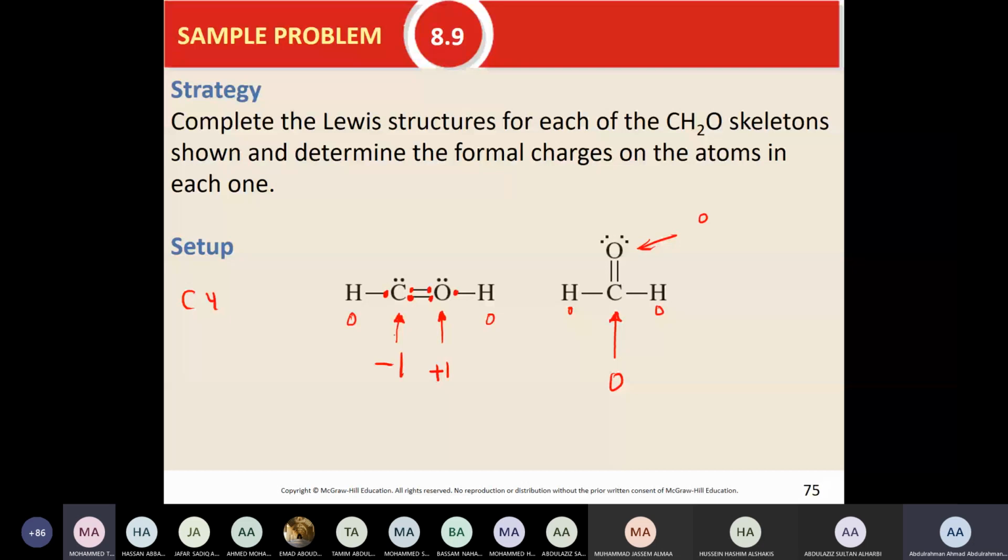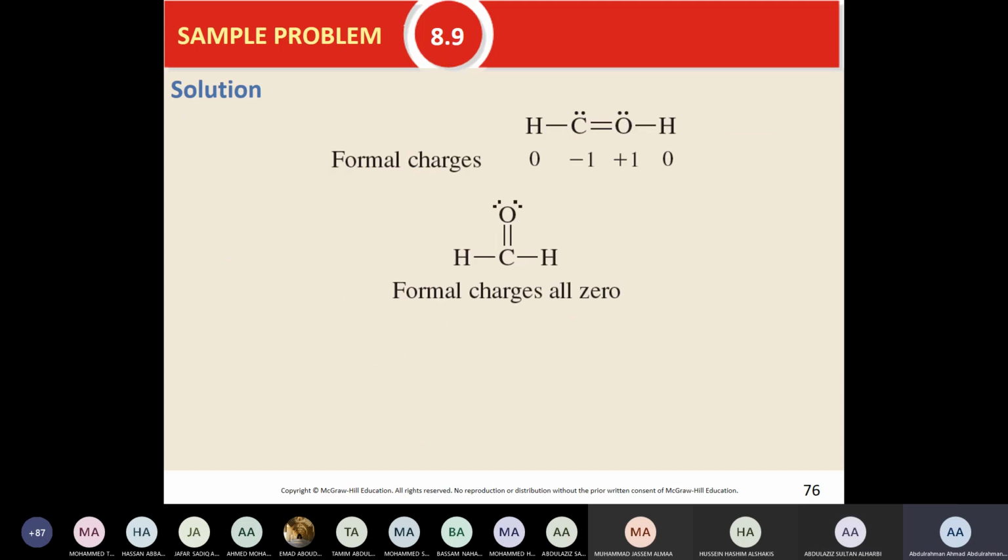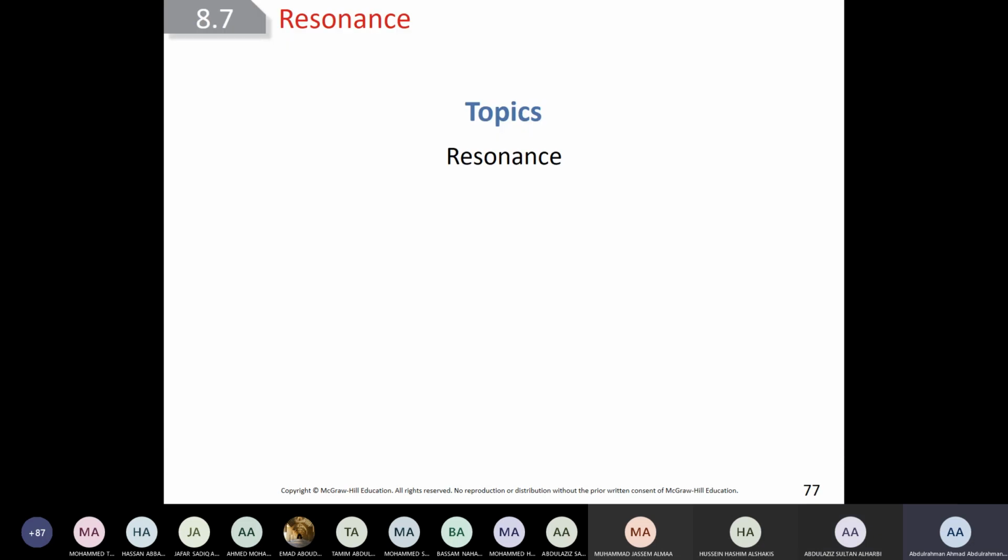So if we call this one structure A and this B, which one is better, A or B? B is better. Why? Because it has no charges. No charges, exactly. Very good. Now, let's talk about something else.